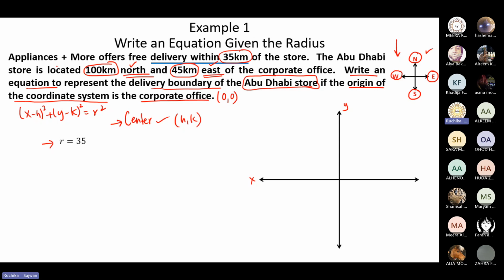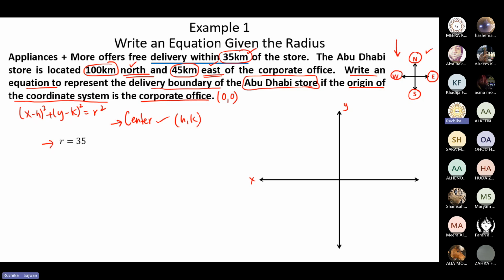The radius is given. In the first line, if you read, Appliances Plus More offers free delivery within 35 kilometers. Just to give you an example, if somebody lives in Jumeirah and wants to order groceries, there is a condition: the grocery partner will deliver within 35 kilometers. So can I say if you draw a big circle from your house within 35 kilometers, that's the delivery area? Do you get me?